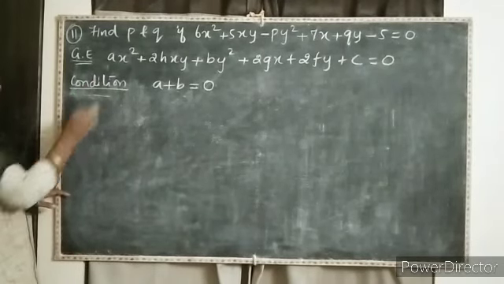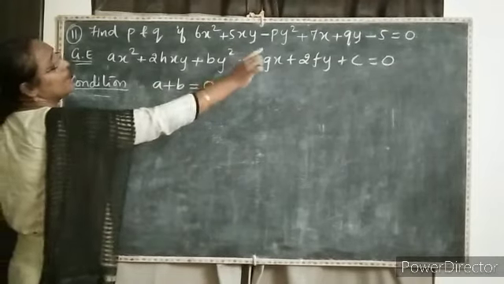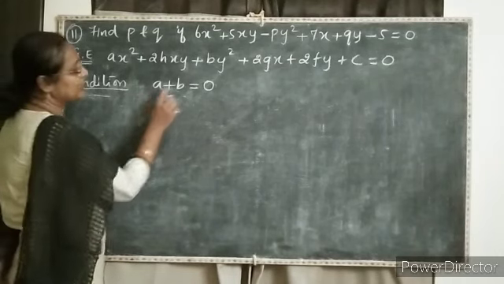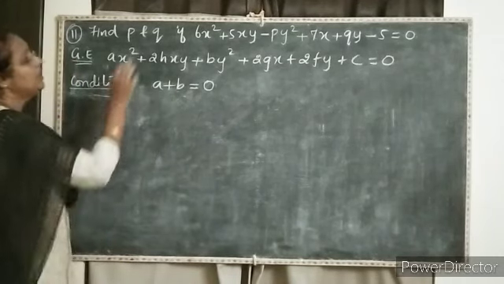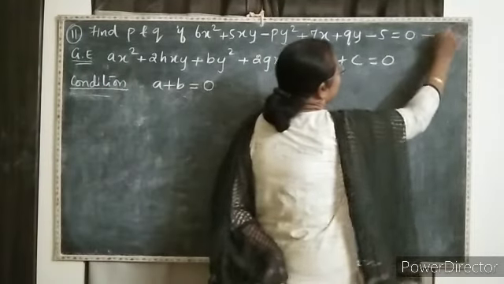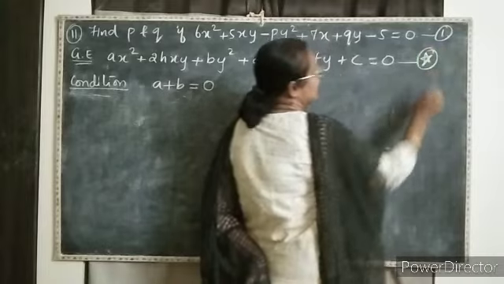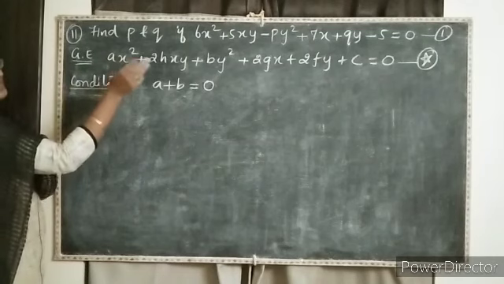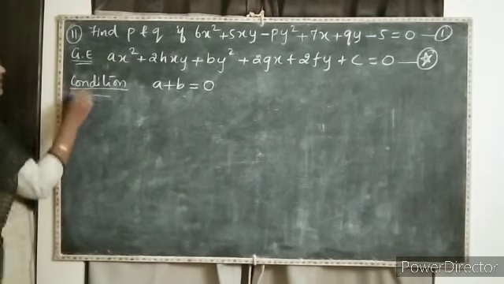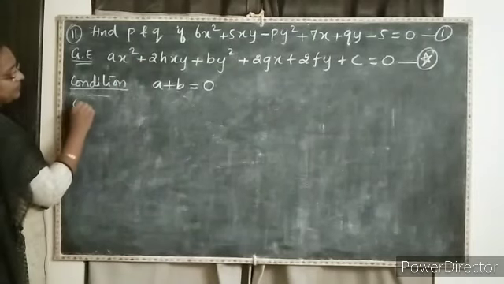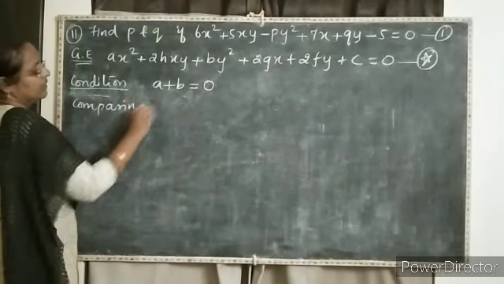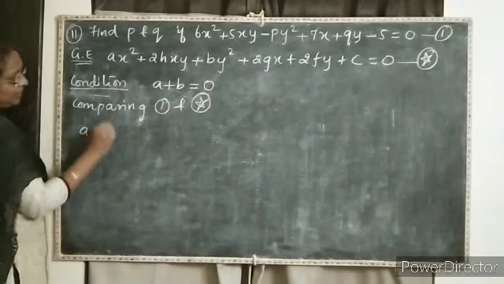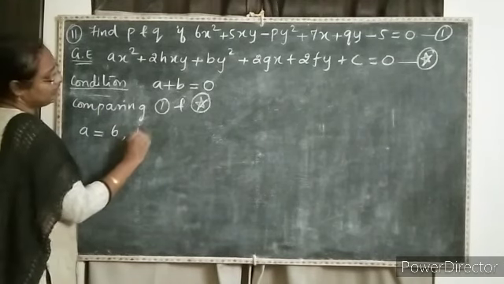Now first let us check whether this given pair of straight lines is a perpendicular pair. For that I have to check whether a plus b is equal to 0. Now let's compare the given equation with the general equation, isn't it? So now compare, and let us write the values of a, b, c and g, f. Now from comparing the first equation and the star equation, a will be equal to how much? 6, isn't it?